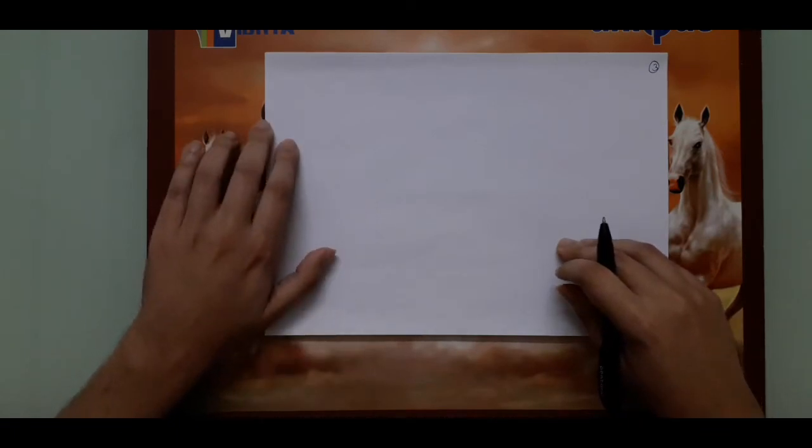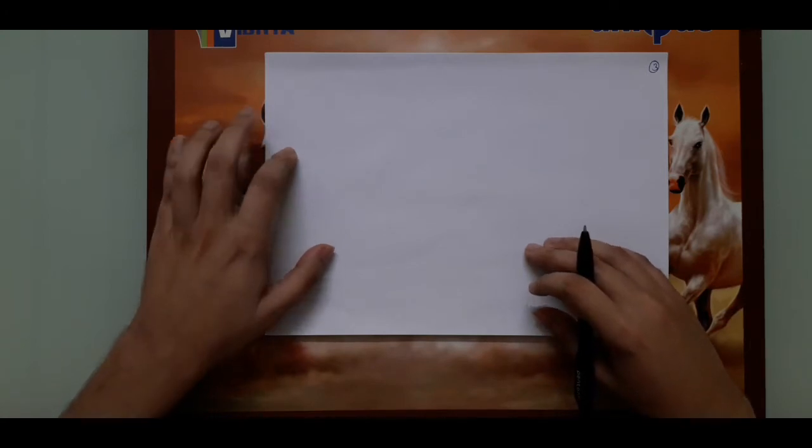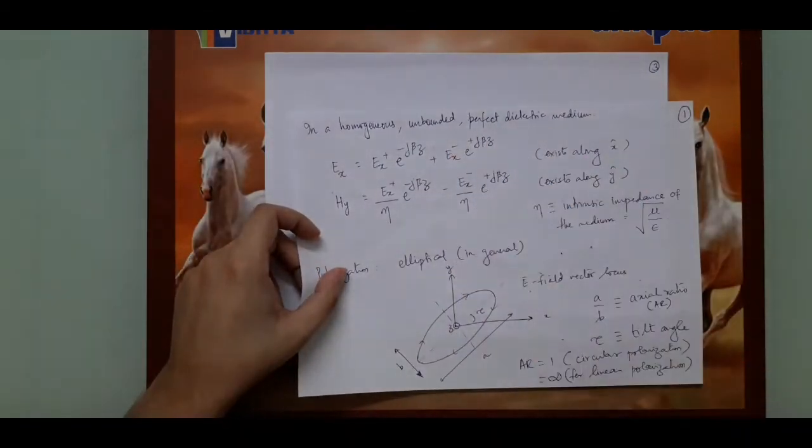Now having established some of the basics of electromagnetic waves, we saw what is the simplest possible case where we solved the Maxwell's equations for a homogeneous unbounded medium, and then we saw that we get field relations something like this.